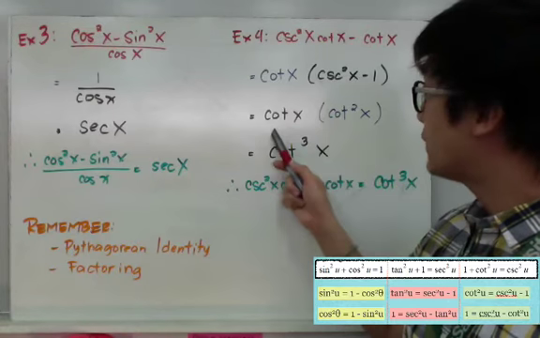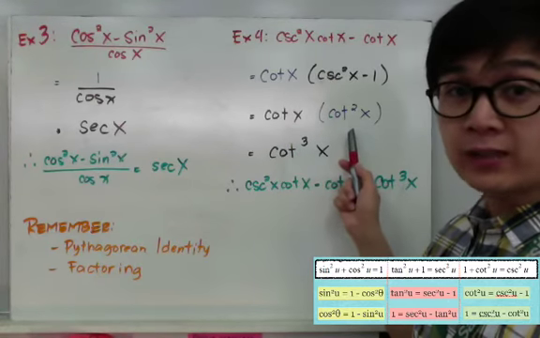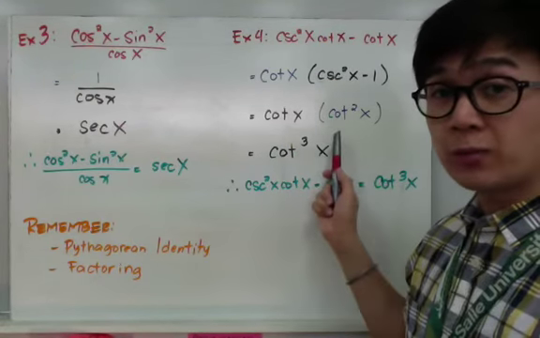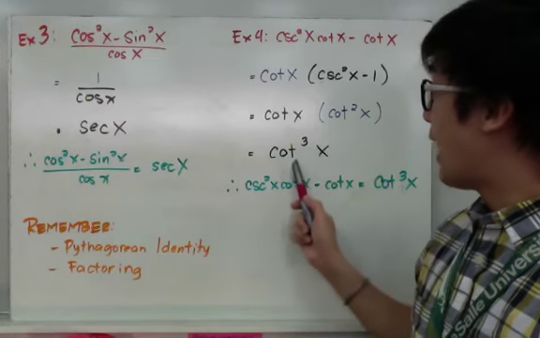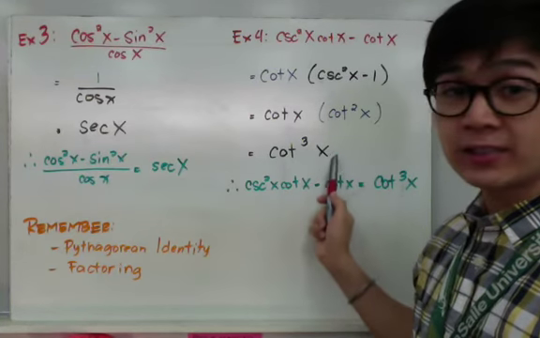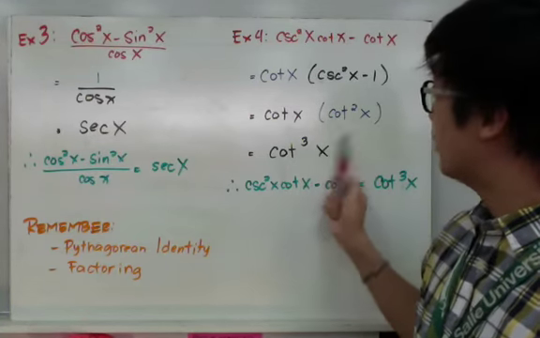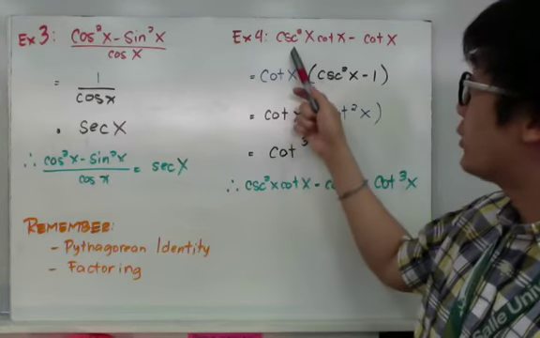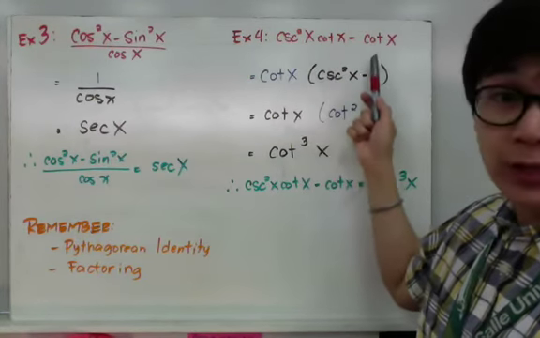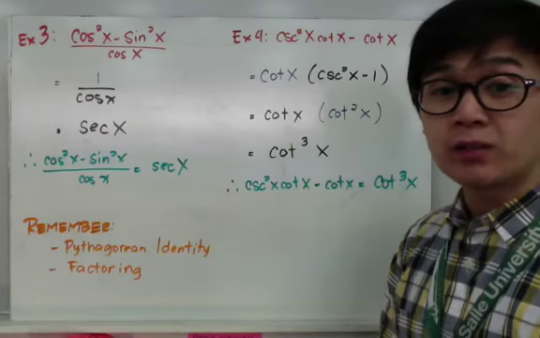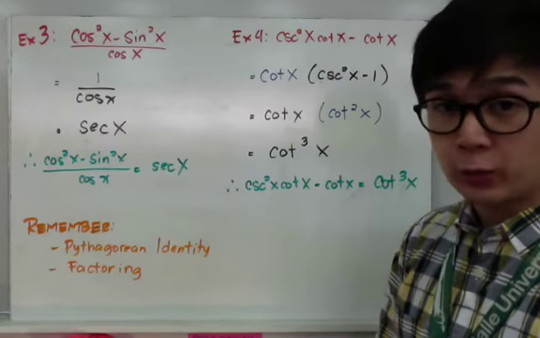So now I have cotangent x times cotangent squared x, and by multiplying them together, because they are like terms, I'll have cotangent cubed x in my simple expression. So therefore, cosecant squared x cotangent x minus cotangent x can be simplified into cotangent cubed x.